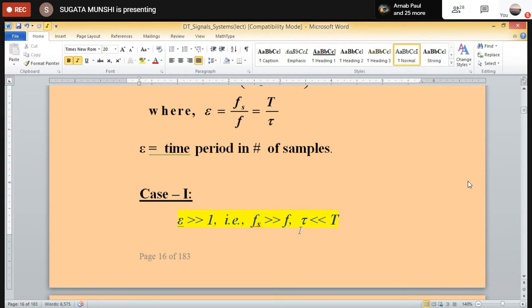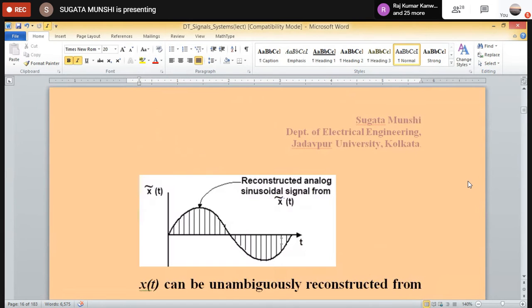But this is not a very desired case, because you will have an unnecessarily large amount of data. So it requires an unnecessarily large memory device to store this data. And when you carry out computations, you have to handle so many samples. Therefore, the computation time will increase, etc. Large memory device means increased cost. This is the situation.